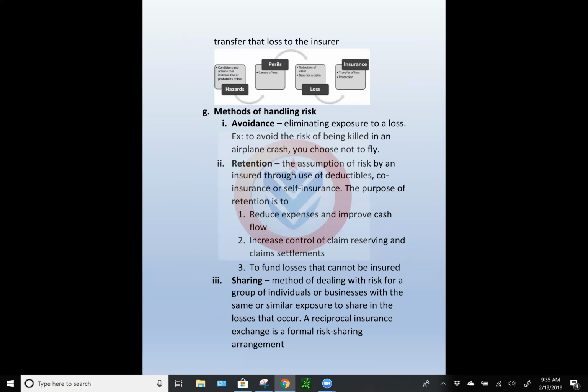Methods of handling risk. There are a few different methods. First, there's risk avoidance, where you're eliminating exposure to a loss. Example, to avoid the risk of being killed in an airplane crash, you choose not to fly.